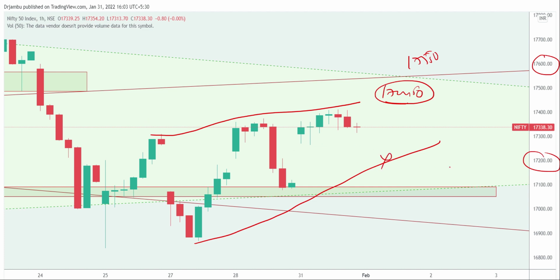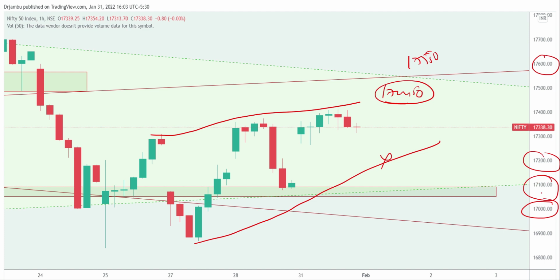If the market closes below the 70,200 level, then we can expect a further fall up to the 70,100 level. And if the market closes below the 70,100 level, then we can expect a further fall up to the 70,000 level. On the upper side, the market can move up to the 70,550 to 70,600 levels, and on the lower side we can expect the market to fall up to the 70,100 to 70,000 levels.